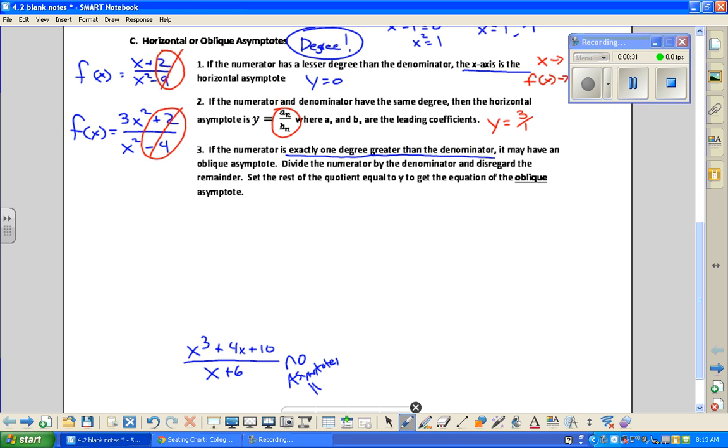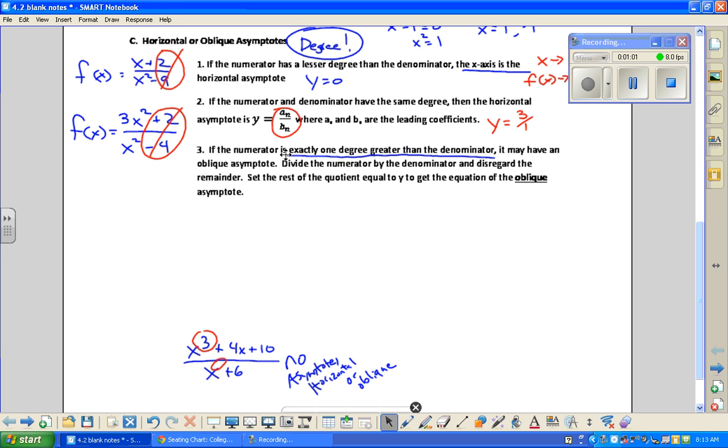Excuse me, there's no horizontal or oblique asymptote because of this difference between 3 and this. So if the top's smaller, we have an asymptote. If they're the same, we have an asymptote. If it's 1 bigger, we're going to have an asymptote. But any more than that, there aren't going to be any.